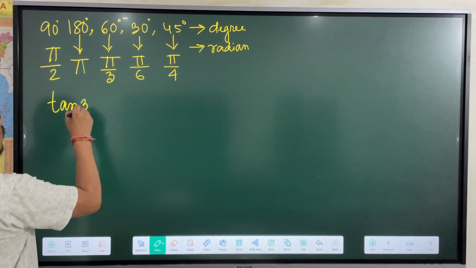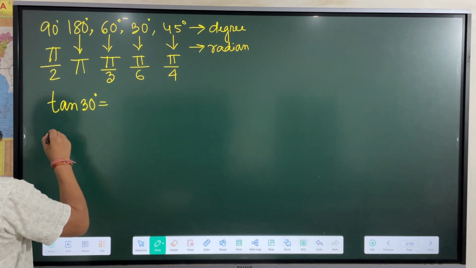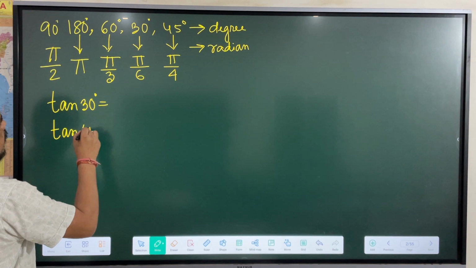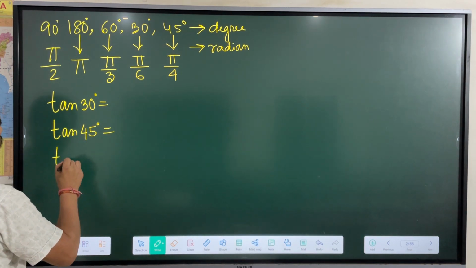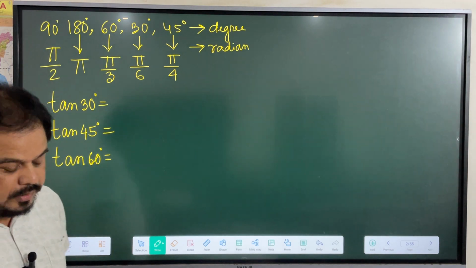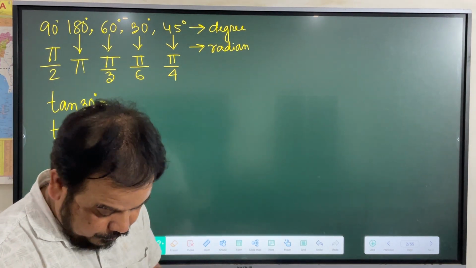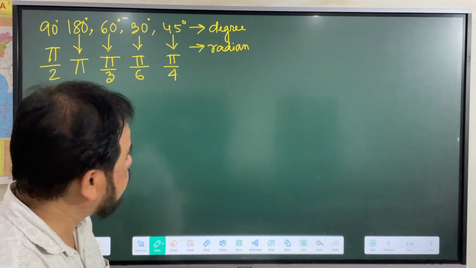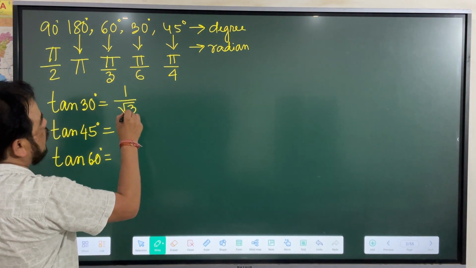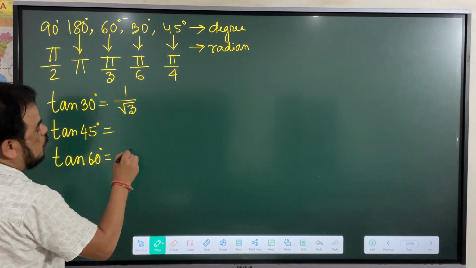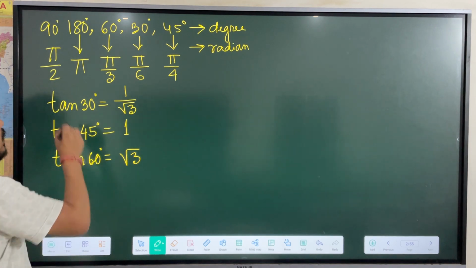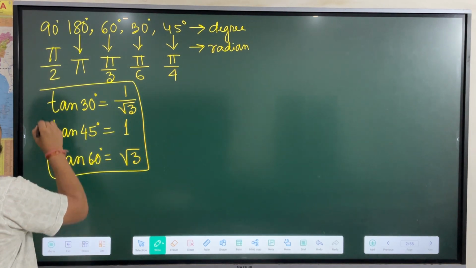The value of tan 30 degree we have to learn, tan 45 degree we have to learn, and tan 60 degree we have to learn. The value of tan 30 degree is 1 by root 3. The value of tan 60 degree is root 3 by 1, means root 3 only. Tan 45 degree is 1. These are the values you have to learn which will be needed.